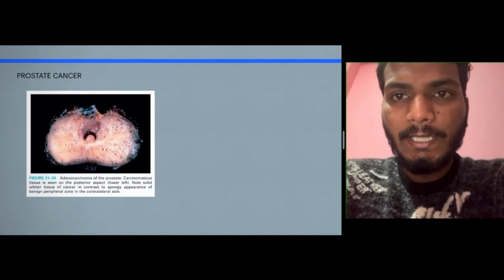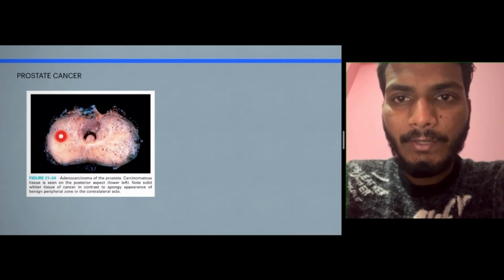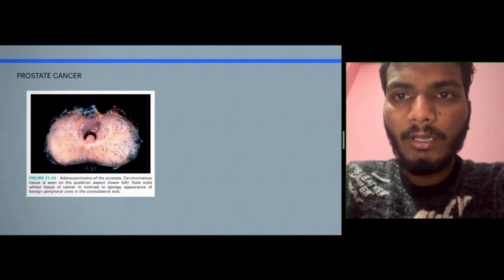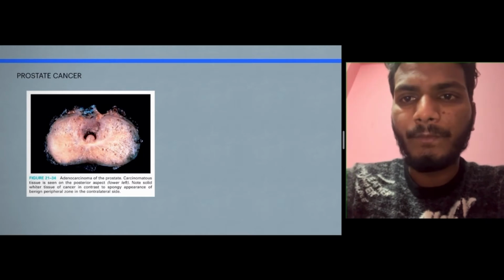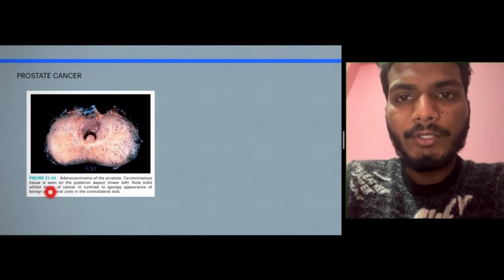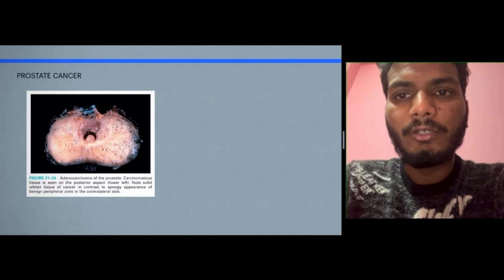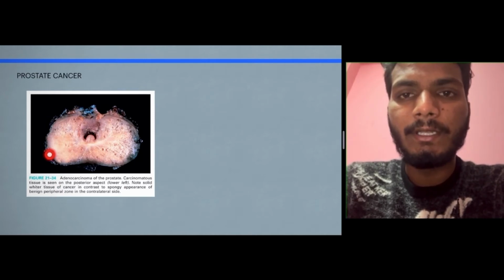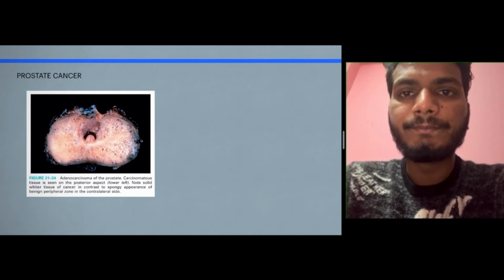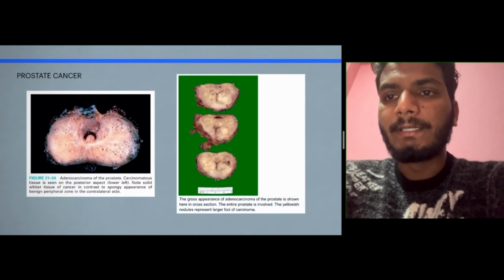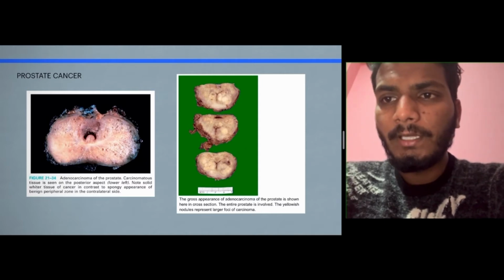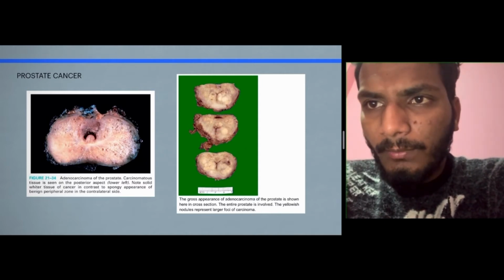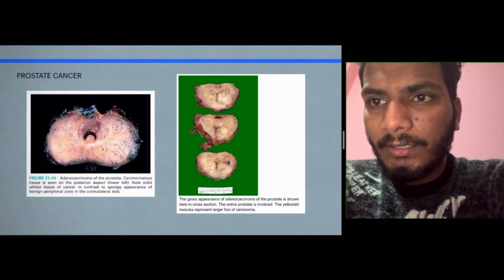We can see here, this is the adenocarcinoma. This part here we can see is the normal cellular glandular structure, but here we can see this peripheral zone where there is a white solid area of cancer, in contrast to this. These are spongy parts, and here we can see some solid part. Then this is the gross appearance of the adenocarcinoma. Here we can see multifocal cancer sites.